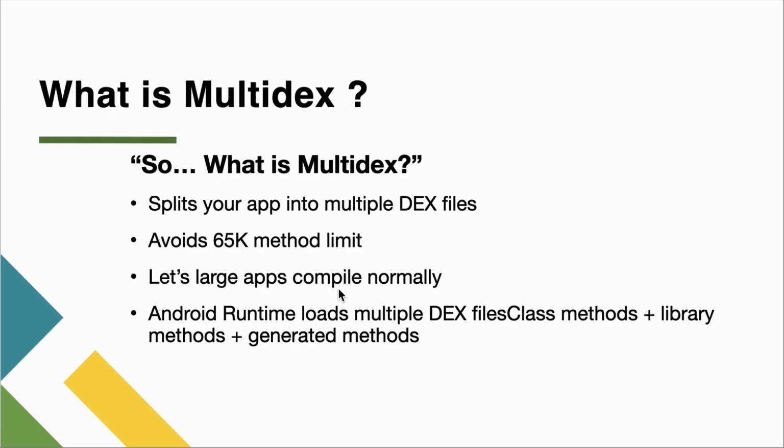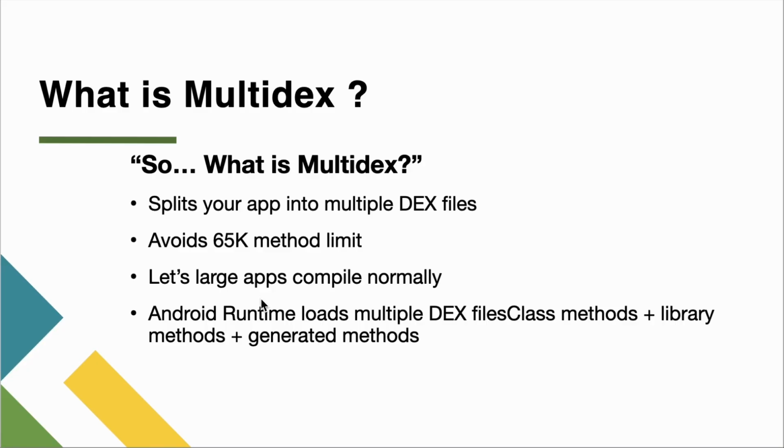So what is MultiDex now? MultiDex is basically a mechanism that allows your app to be split into more than one DEX file. Instead of trying to pack all the methods into one DEX file, the build system breaks your app into multiple DEX files, usually called classes.dex, classes2.dex, classes3.dex, and so on. So this completely avoids the 65k method limit.